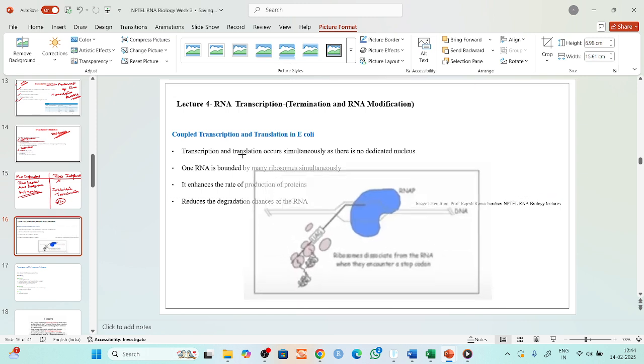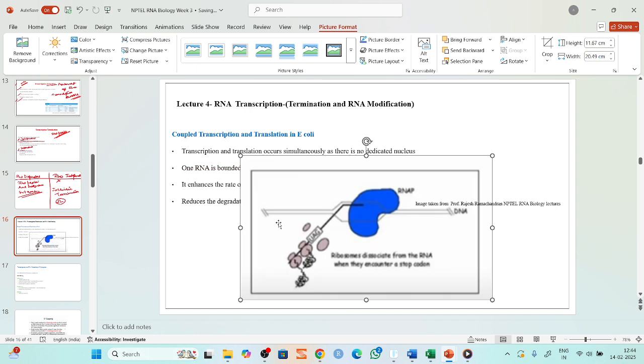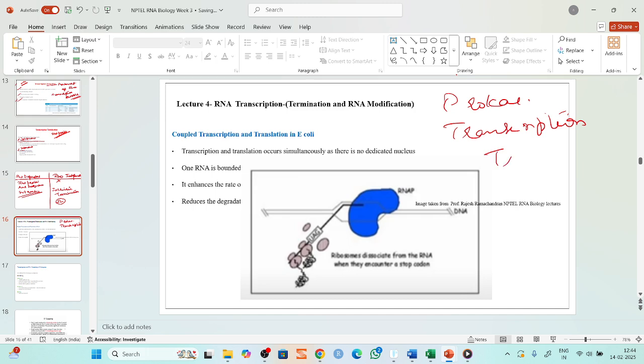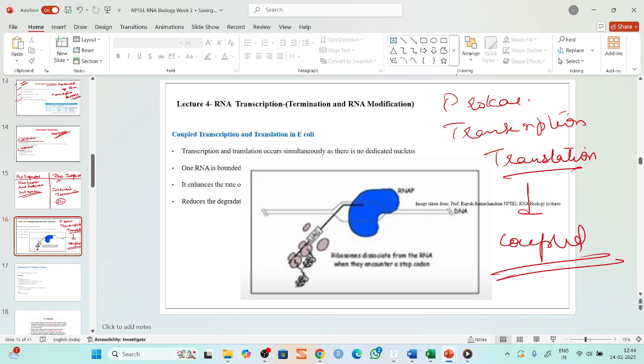This image is not very good, but just to explain to you. What happens is that in the case of prokaryotes, transcription and translation are coupled. That means that they happen or occur simultaneously.